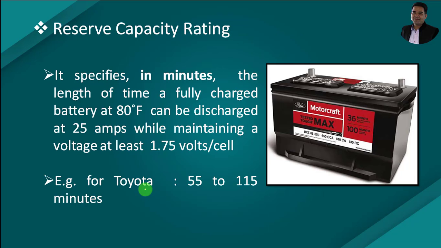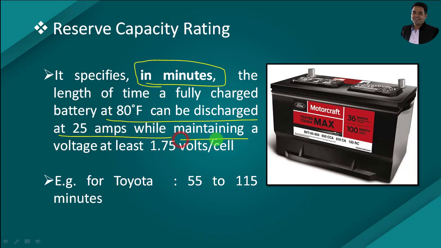The next one is the reserve capacity rating method. It specifies in minutes the length of time a fully charged battery at 18°F can be discharged at 25 amperes while maintaining a voltage of at least 1.75 volts per cell.